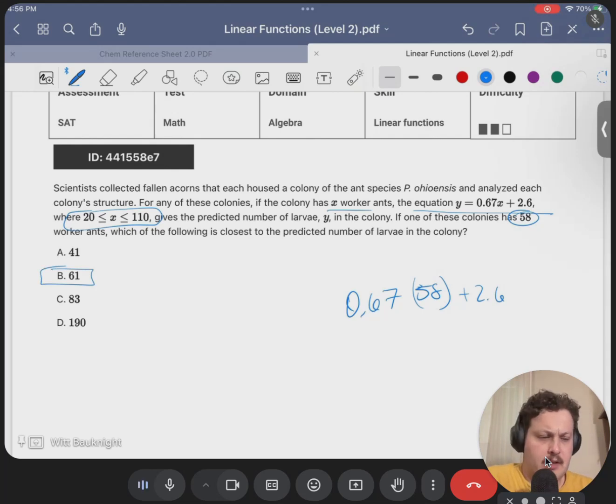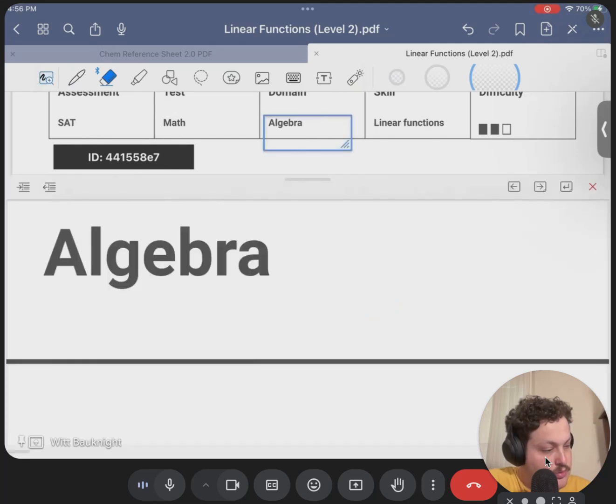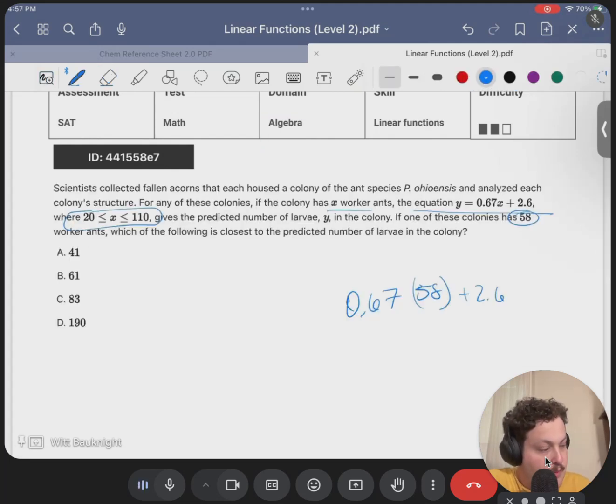I get something closer to 2 seconds. Totally just wrote in my calculator wrong. Pause. Now I get 41. I get 41.46, pretty close to 41. Cool. It gave us a function, linear function. It told us the input, asked for the output. Plug and chug.